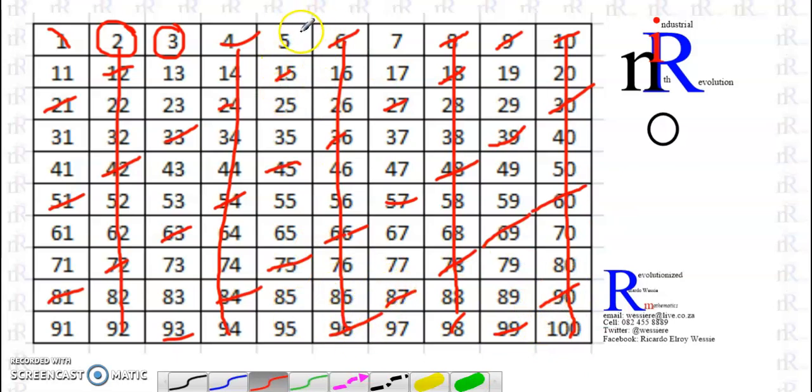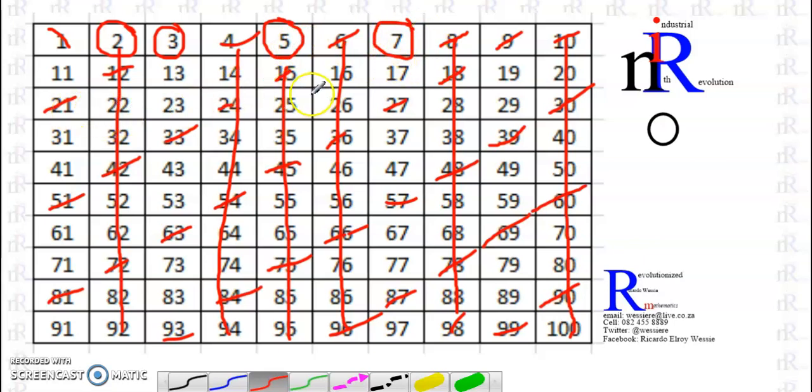The next number that is not eliminated is then the next prime number. So all the 5's are eliminated, all the 10's are eliminated. That gives me all the numbers that 5 can divide into. Now we go to 7. Here's the next prime number.